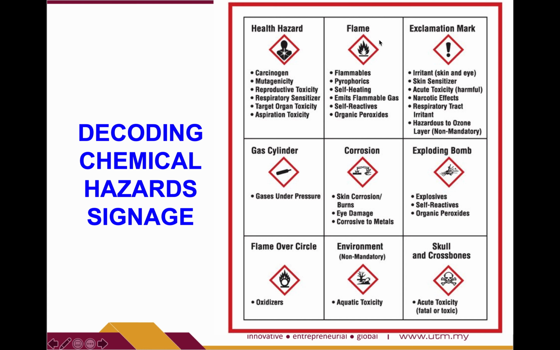The second signage, which is the flame, is for flammables and also for pyrophorics. Basically it has something to do with heat or ignition, whereupon it reacts with something. Sometimes it could also be self-heating. It could also emit a flammable gas, and sometimes could be self-reactive, like I was saying earlier on, and it could also include organic peroxides.